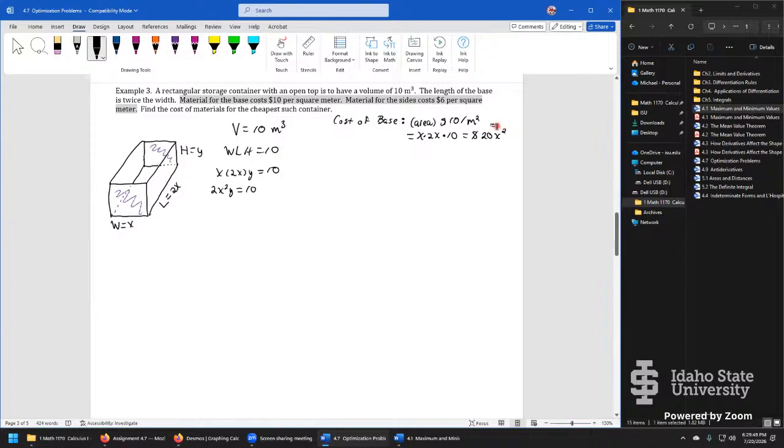So we'll come back to the 20x squared. Now we're going to look into cost of front and back, the front and back panels. This time there's two panels, so we have to double the area. It's going to be twice the area times the rate per square meter, $6 per square meter.